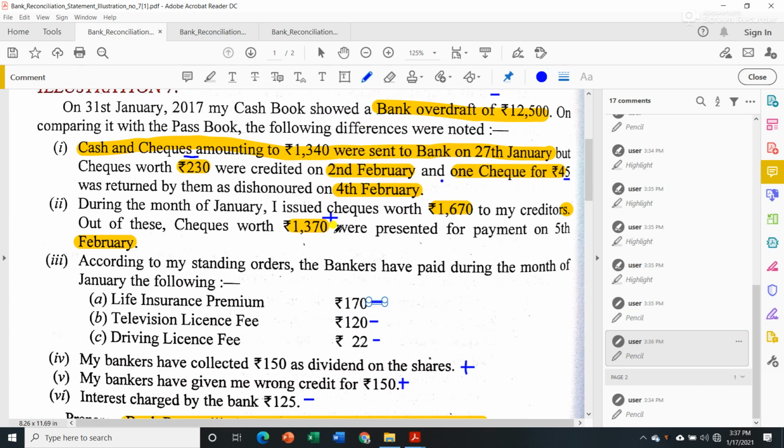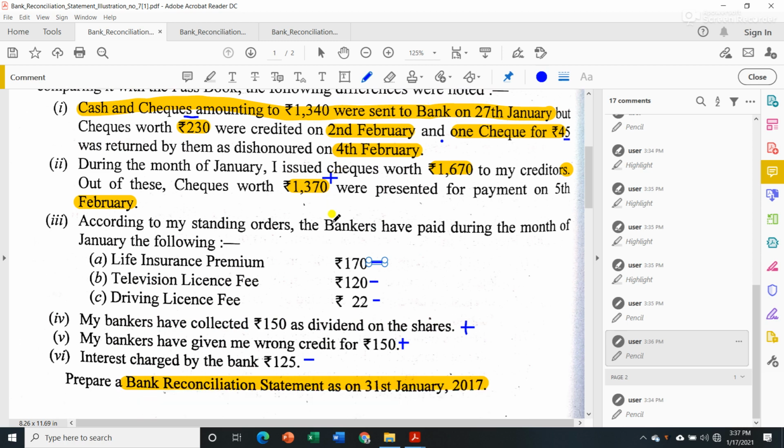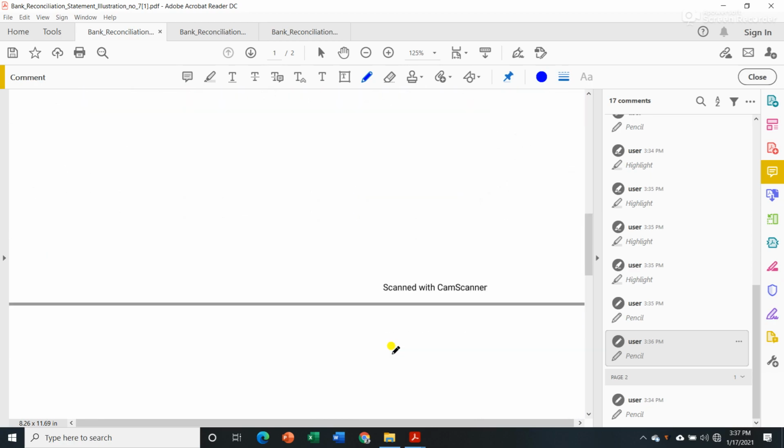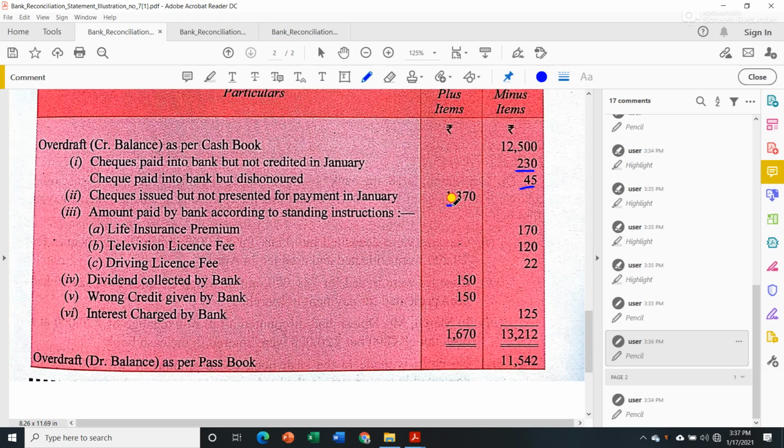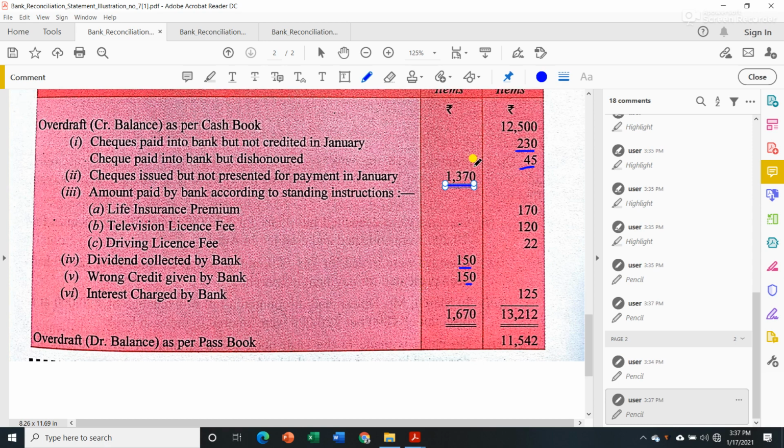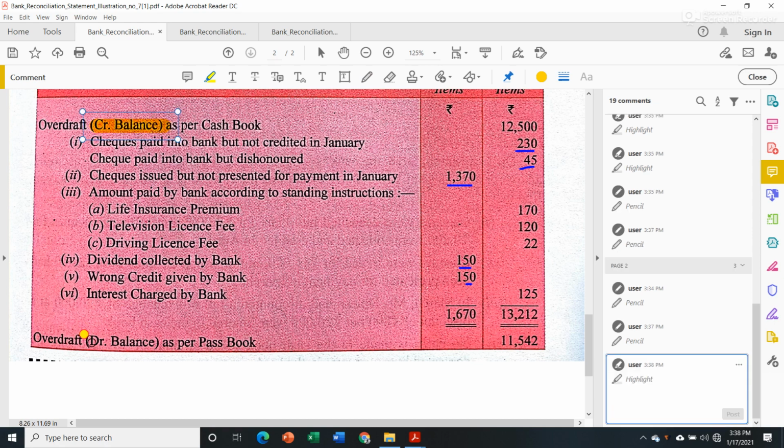Now let us see how many plus items we got from this question. First is this one, then 2, 3. Now let us see how many items we have in the plus items. Here see 1, 2 and 3, and the remaining were in the minus items. So we have minus items more than our plus items, so the result will be opposite of the starting one. We had a credit balance at the starting, that means we will have a debit balance at the end, and as per cash book we will write as per passbook.